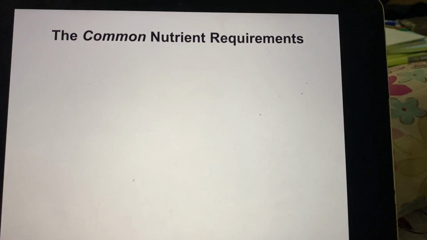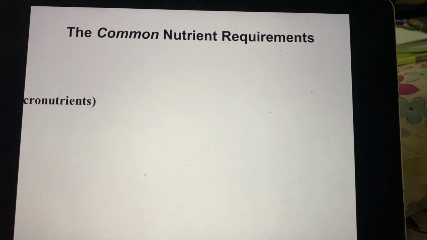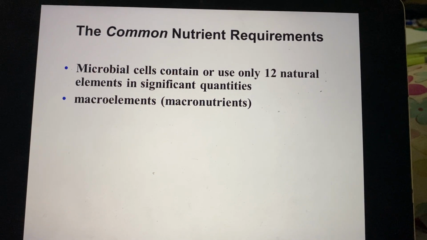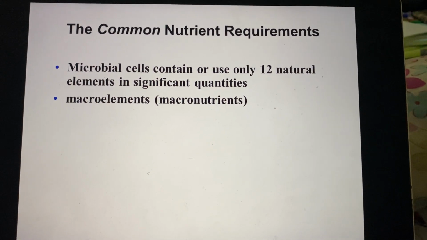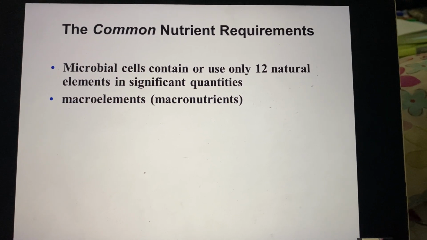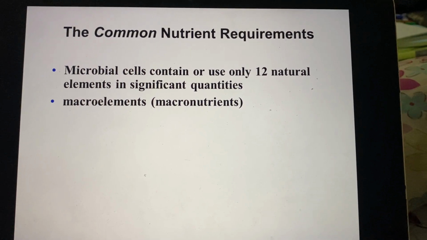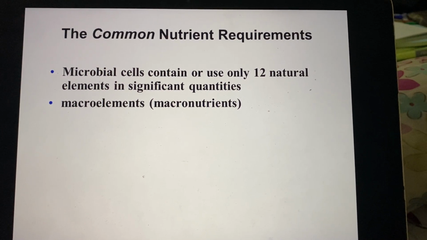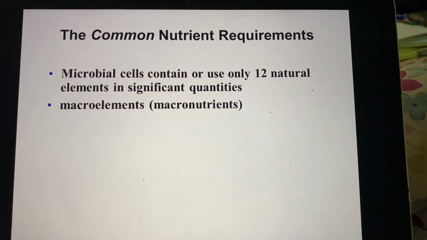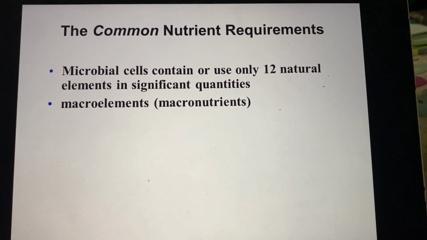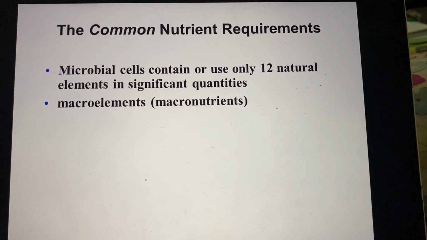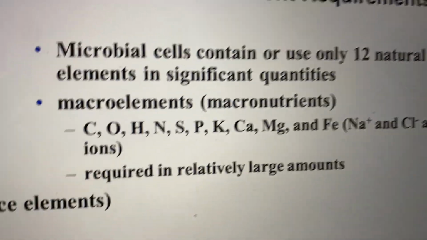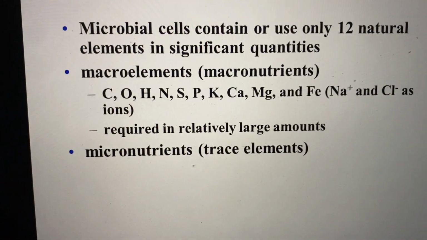Nutrient requirements differ between microbes, and we have to limit ourselves to thinking of all the elements that are present in nature. There are only 12 natural elements needed for the microbial cell that are found in significant quantities. So we will classify them as either macroelements, or macronutrients, and the others will be the micronutrients, which are the trace elements.